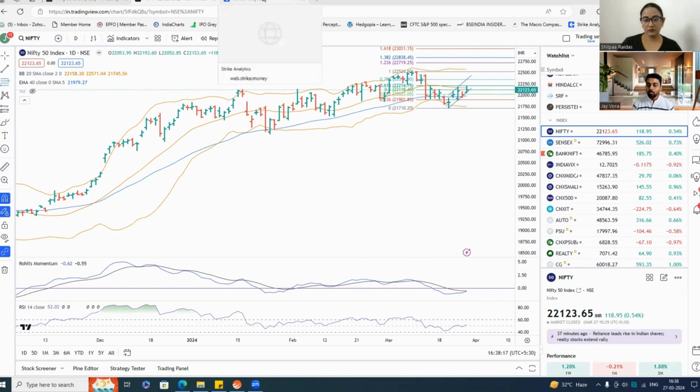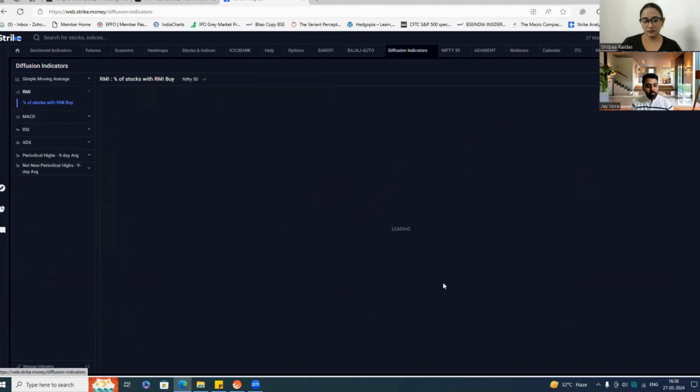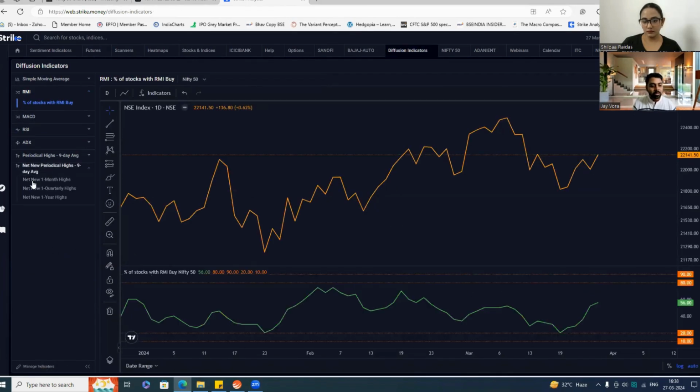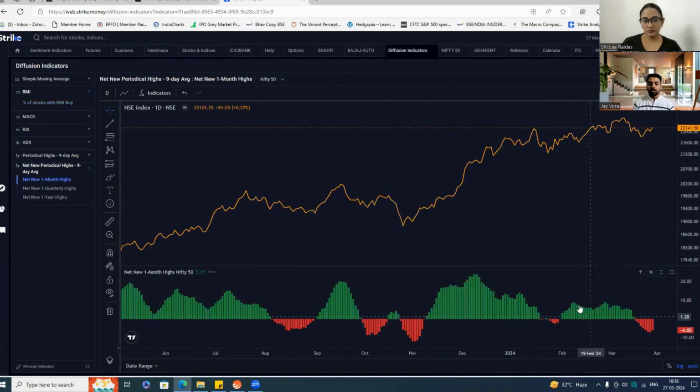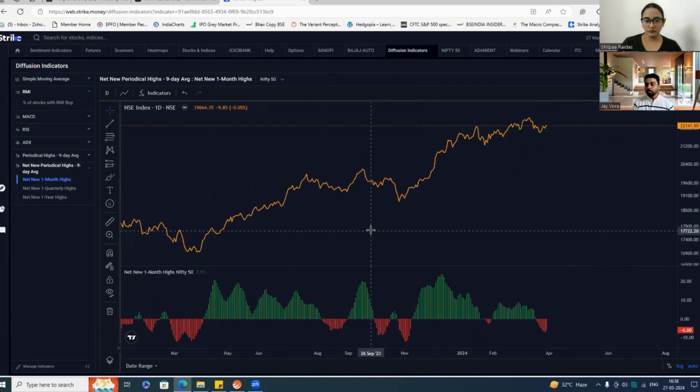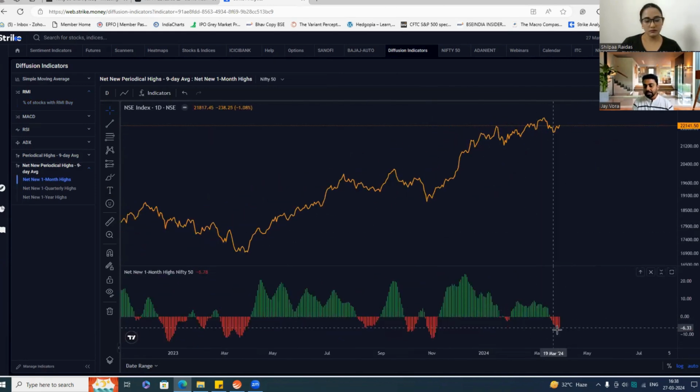Now, also, people would ask why do you anticipate a bigger correction in the medium term? When we look at the diffusion indicator, there is something called net new periodical highs, where each period is smoothened with a 9-day average. When we see this, what we are actually seeing is that for the 1 month highs, we are already seeing it in negative. That means stocks are making 1 month new lows, and that's why we are seeing it in red.